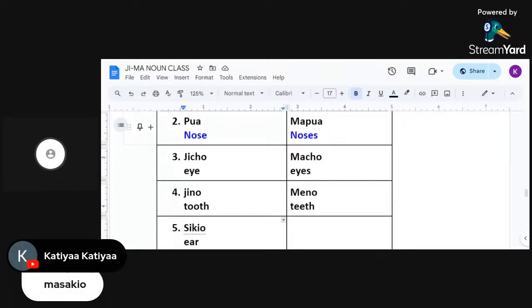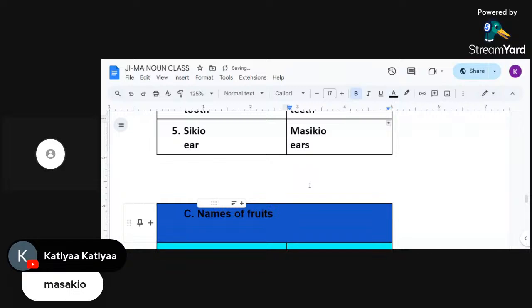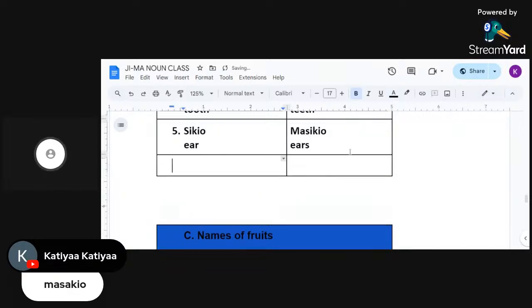Masikio, asante kaka Katia. Ndugu Katia, asante sana. Masikio, sikio, masikio. Vizuri sana. Masikio. Ears. Asante sana.